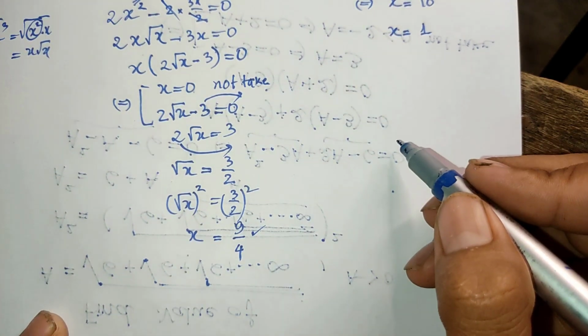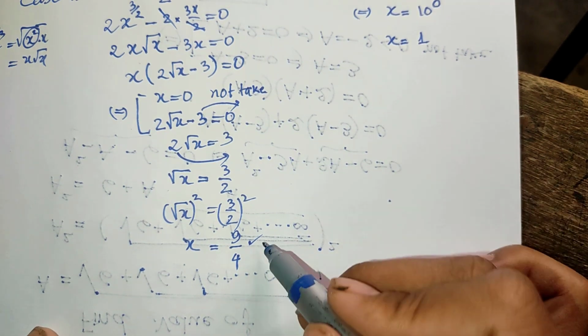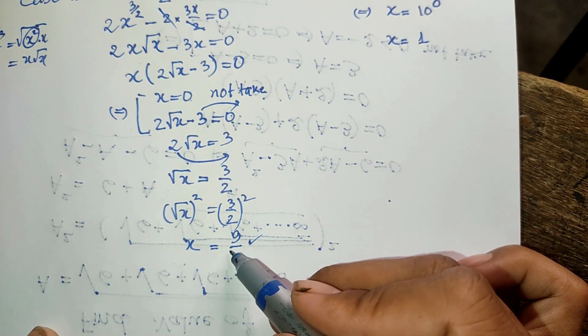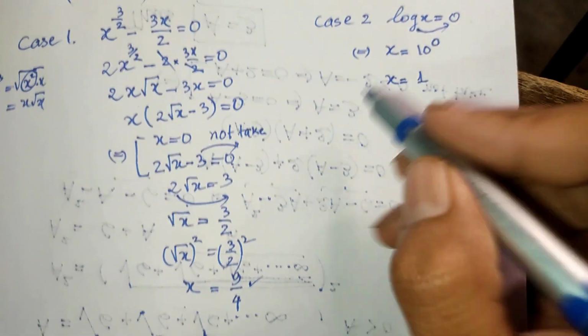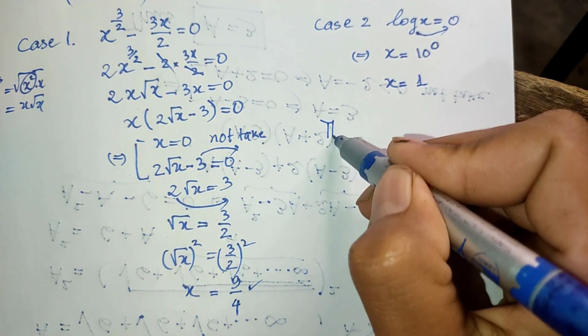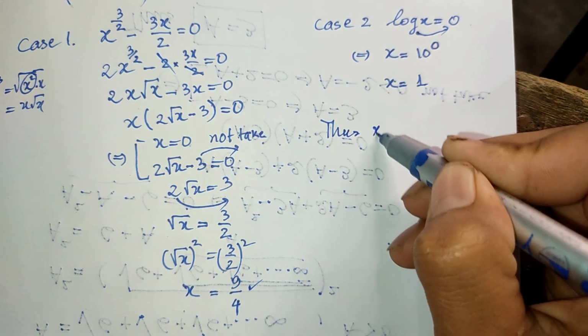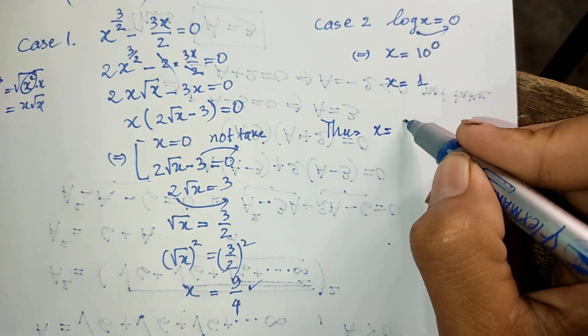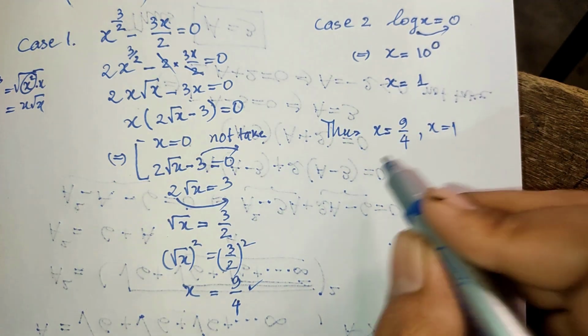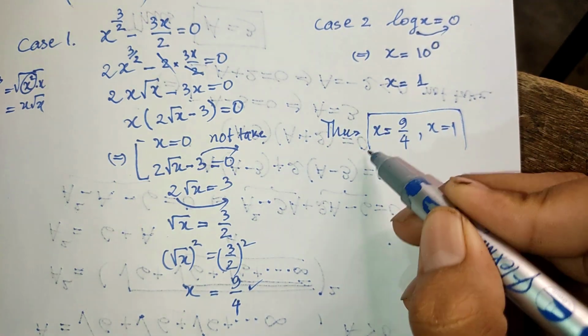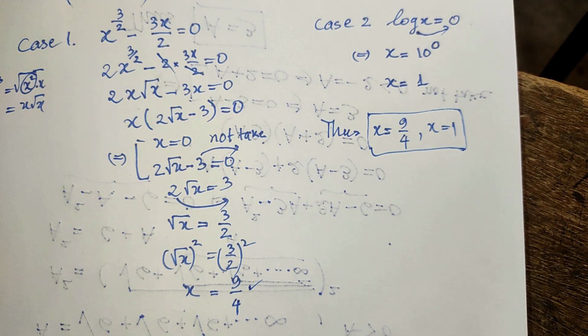So now we can find the values of h: there are two values, one equal to 9 divided by 4, and the other equal to 1. Okay, now thus h equals 9 divided by 4 and h equals 1 are our solution.